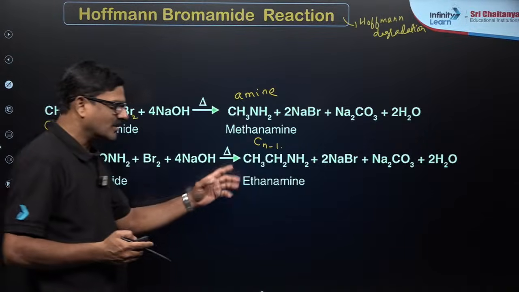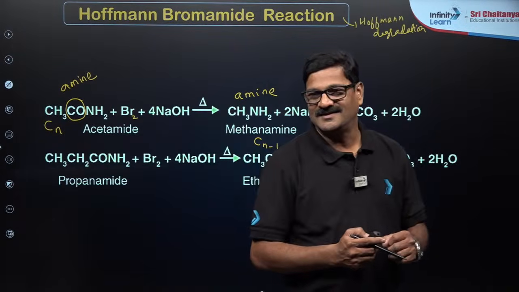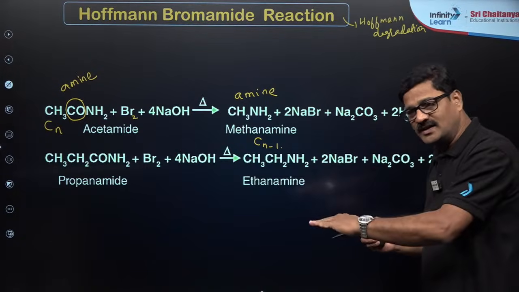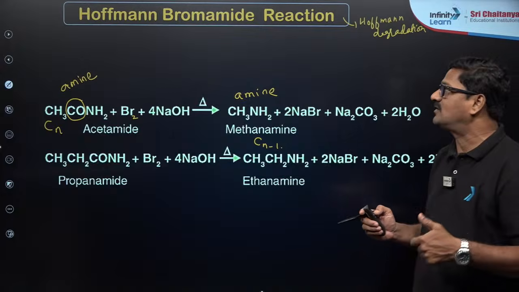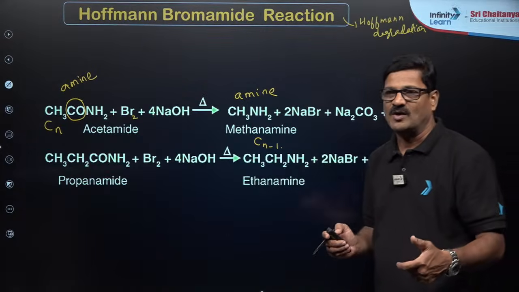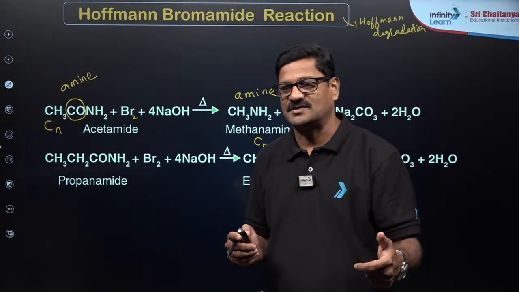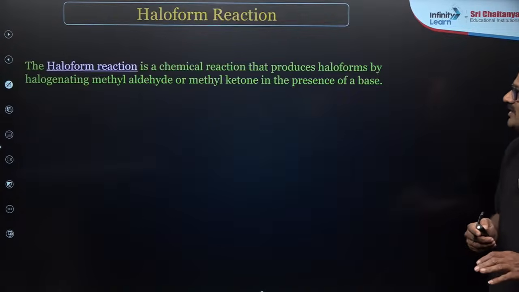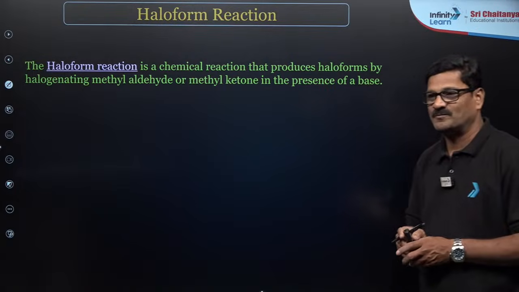Propanamide is going to be converted into ethanamine. Hope you understand this. This is a degradation. So descending conversions you can do by this Hoffmann bromamide degradation or Hoffmann bromamide reaction or Hoffmann degradation. Okay, so haloform reaction.